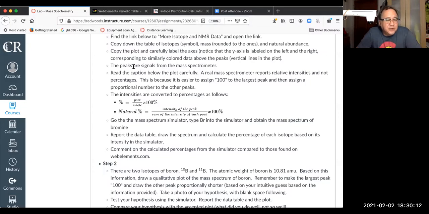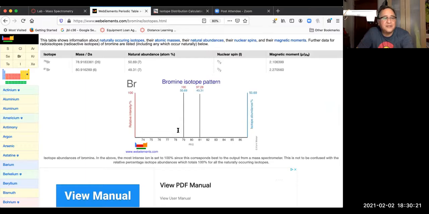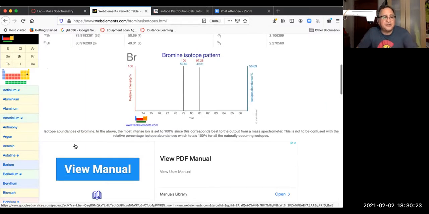Read the caption below the plot carefully. So let's take a look at the caption below the plot. I'm going to go to Web Elements. Isotope abundances of bromine in the above. The most intense ion is set to 100%. I call it 100 intensity, since this corresponds to the best output from a mass spectrometer. The best means the tallest peak.